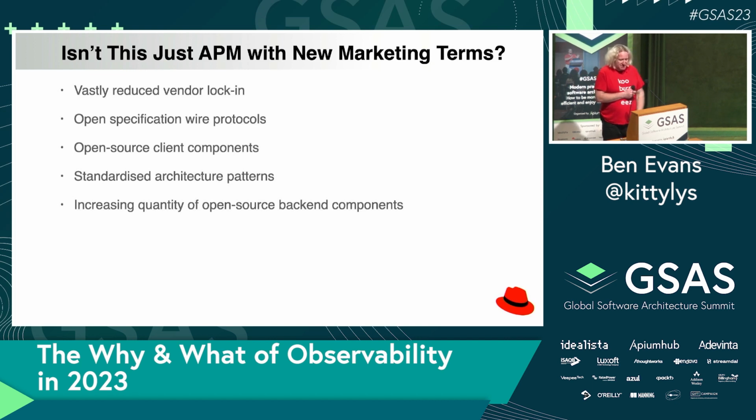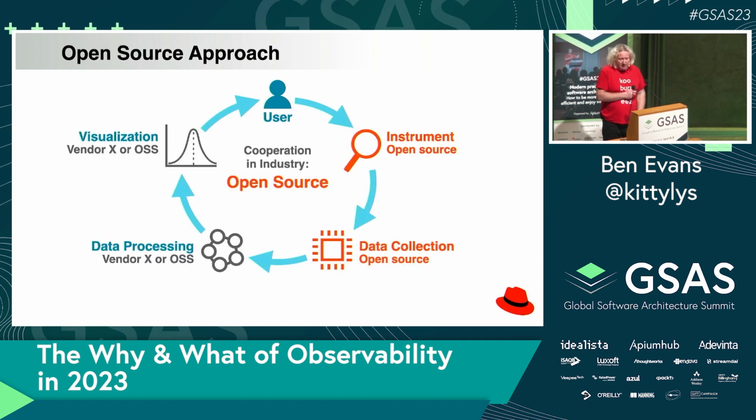So you could argue that this is just APM with new marketing terms. Well, kinda, but not really, because you don't have any vendor lock-in. There's open specification of the protocols, there are open client components, there is a standardized set of architecture patterns and quality open source components coming out. So now, if we revisit our observability loop, two pieces of this have been completely commoditized. The instrumentation piece and the data collection piece are now basically open source components, pretty much standard. And then for the rest of it, well, you take your pick. Do you want to process with a particular vendor? You want to build your own open source pipeline? You can do what you like.